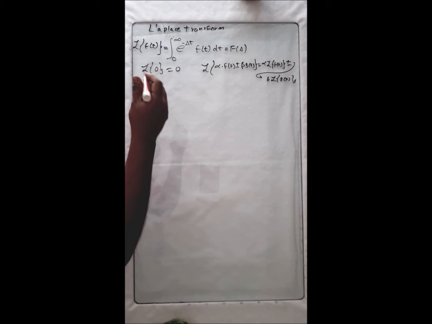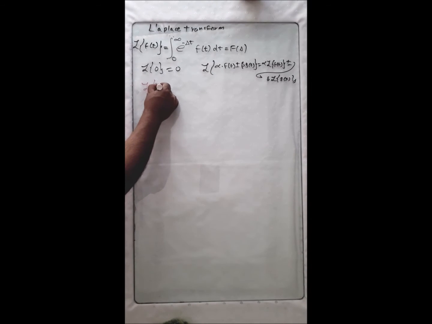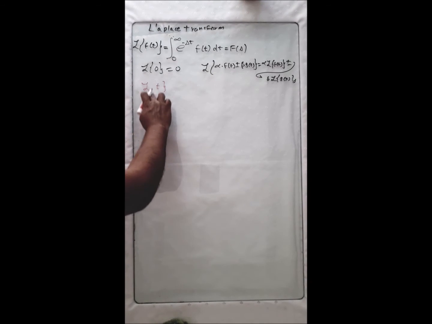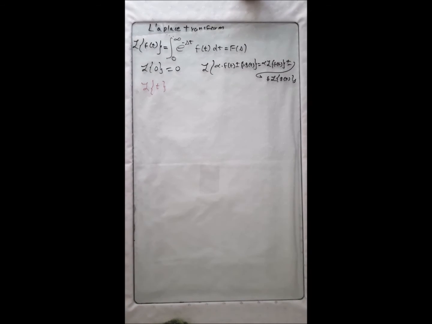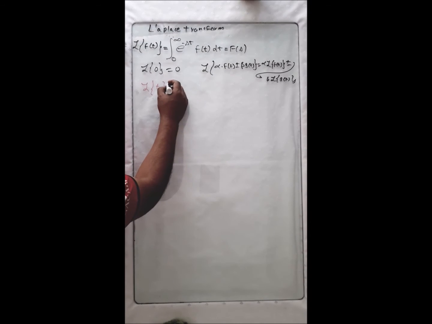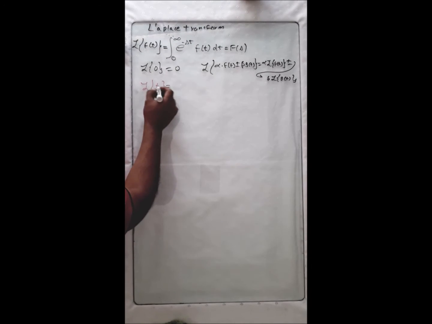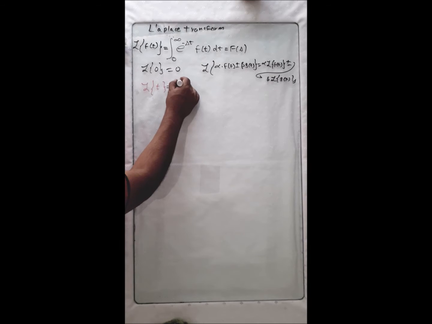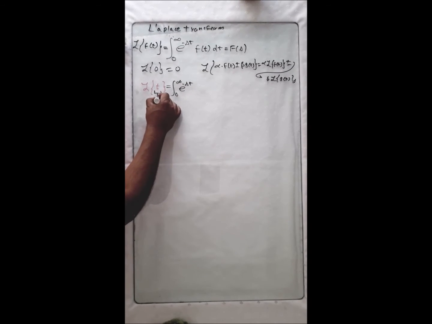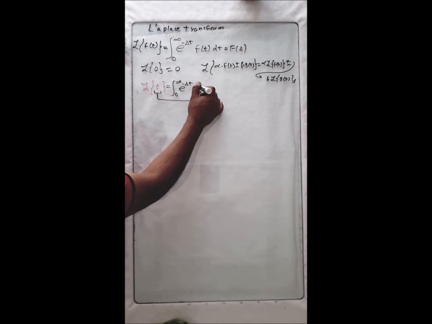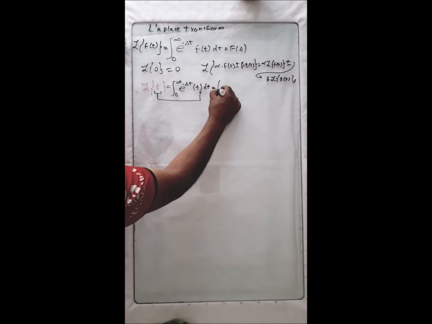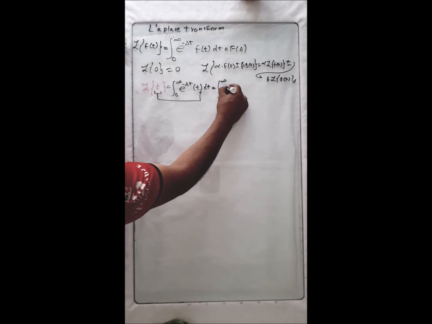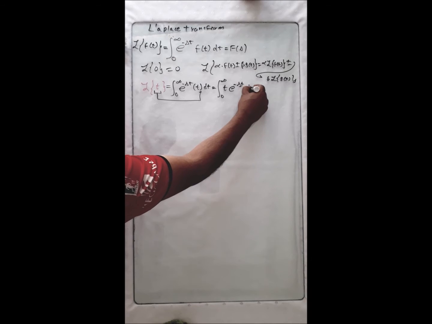So let's start with the Laplace transform of t. Because we don't have a formula for it, we have to do it by the definition. So the definition is the integral from 0 to infinity of exponential minus st, and whatever you have here goes here. So this is just the integral from 0 to infinity of t exponential minus st dt.